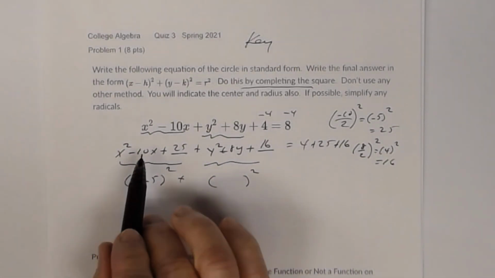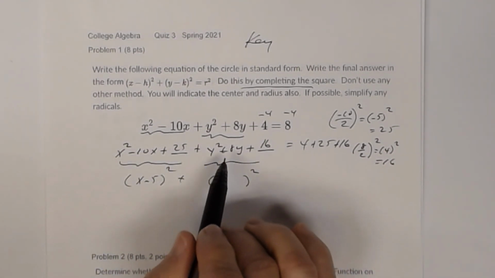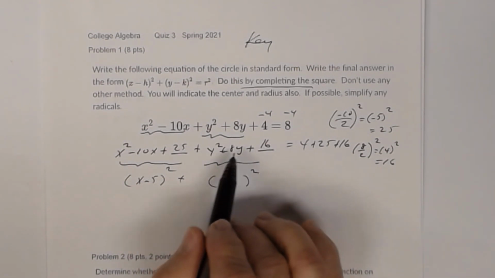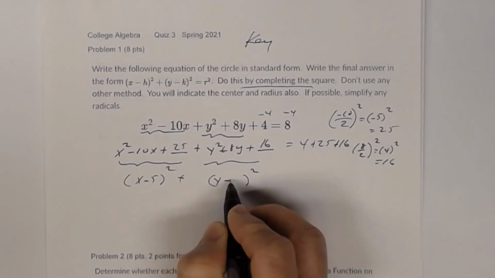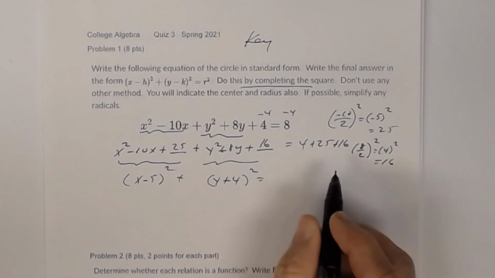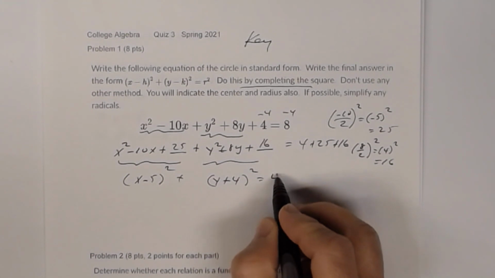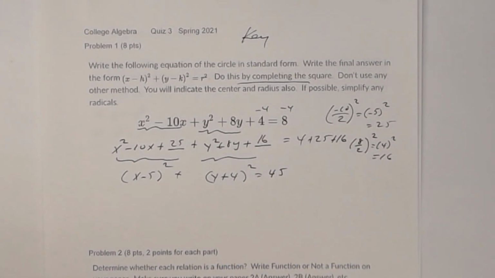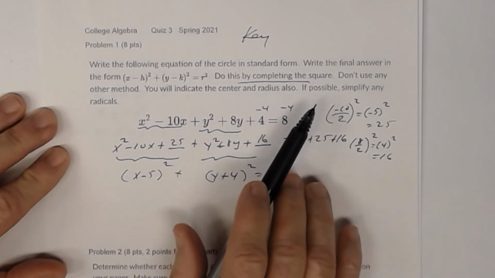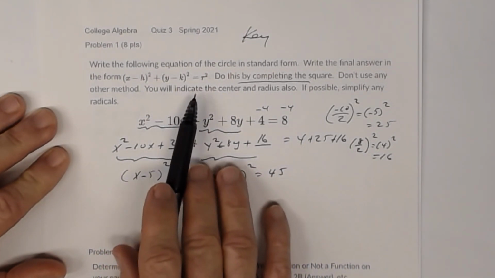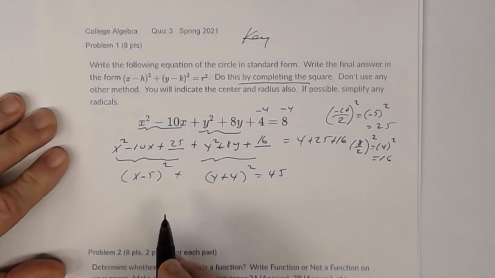All right, so you need to show this step right here. Then this quadratic trinomial is now a perfect square trinomial, so I can factor that as (y + 4)^2. And when you add 4 + 25 + 16, you're going to get 45. All right, now you wrote it in this form, but then you're told this: you will indicate the center and the radius also, and then if possible, simplify any radicals.